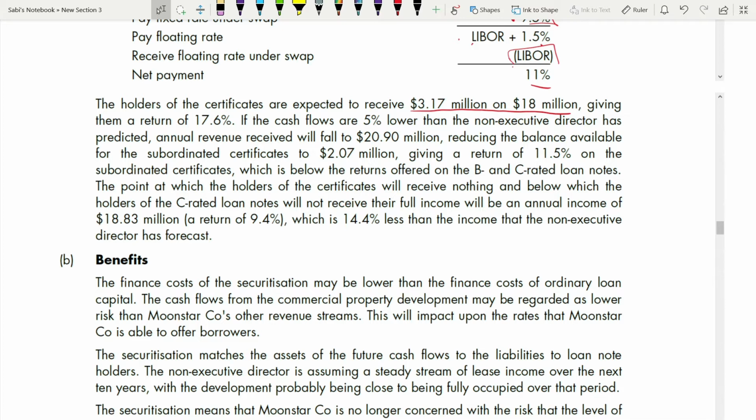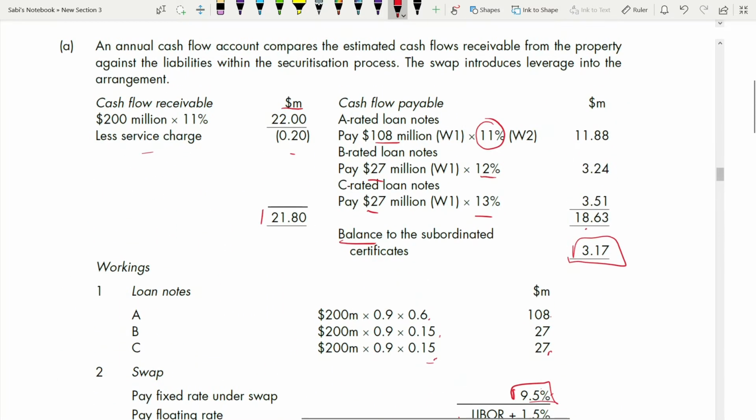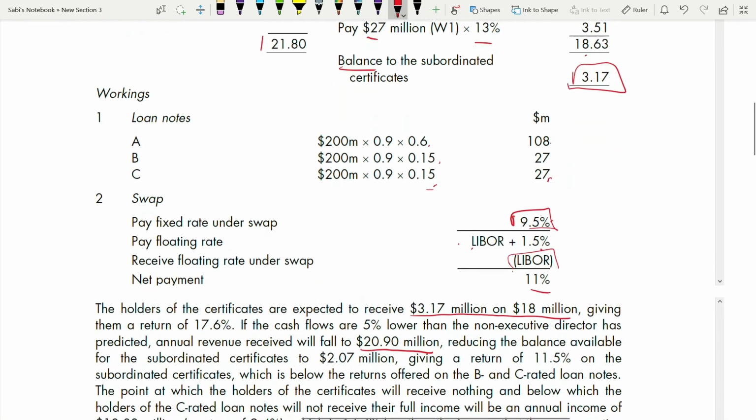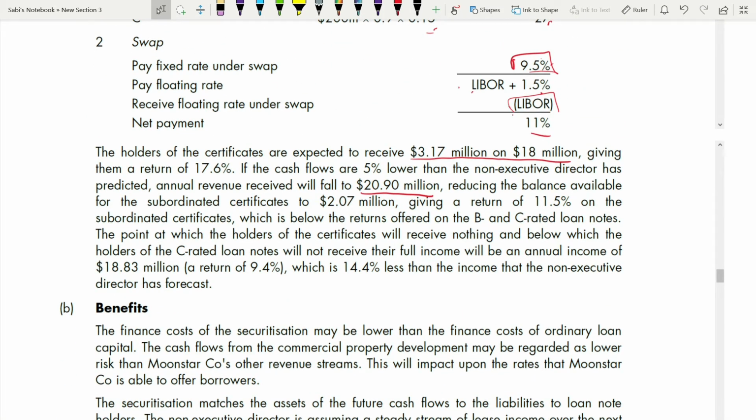That means if the cash flows are 5% lower than predicted, annual revenue received will fall to 20.90 million. How is that? Look at the annual revenue. It is now 22 million. Just deduct it by 5%: 22 multiplied by 0.95, because it will fall by 5%. So it will be 20.9 million now, the annual revenue.